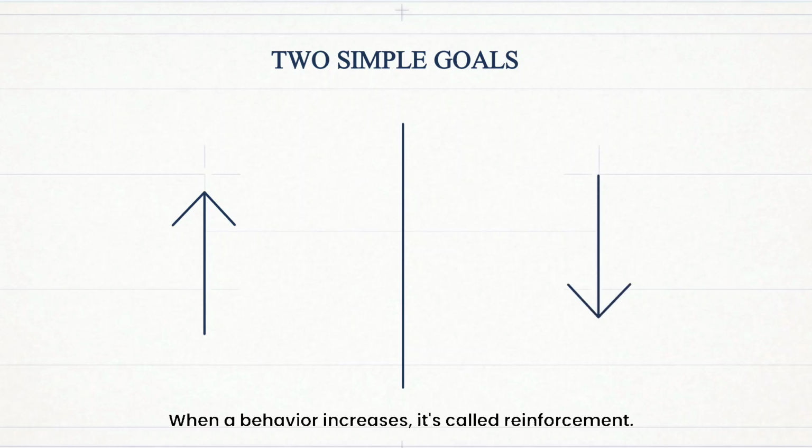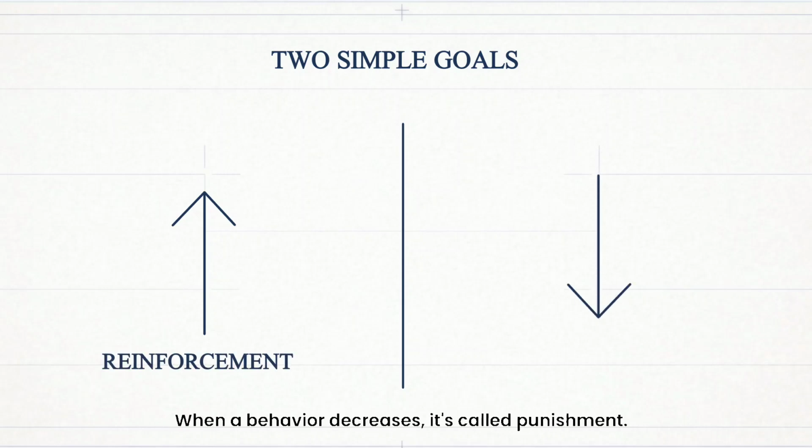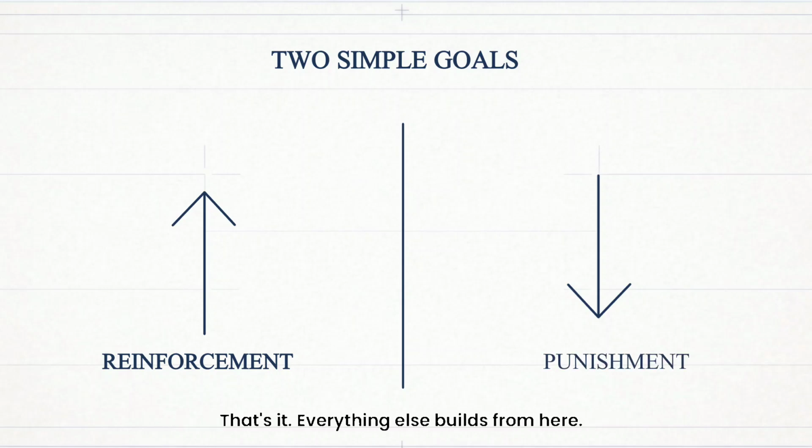When a behavior increases, it's called reinforcement. When a behavior decreases, it's called punishment. That's it. Everything else builds from here.